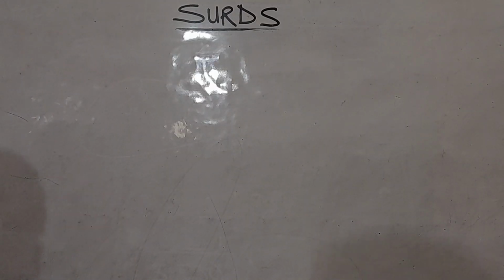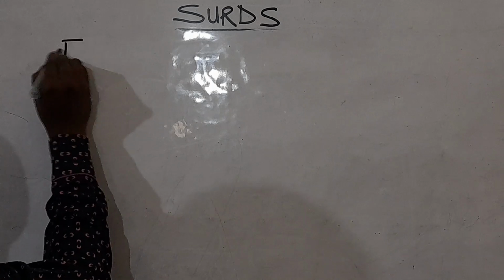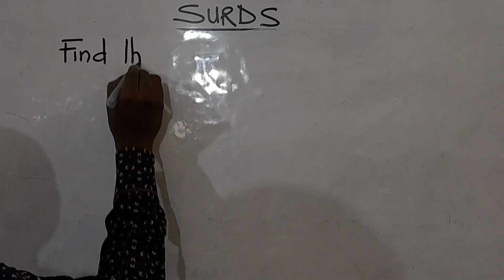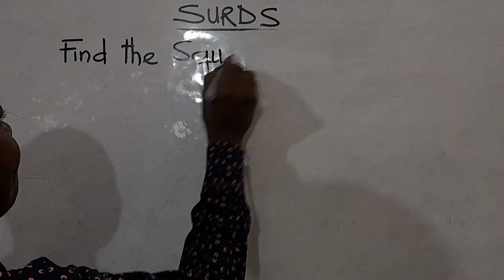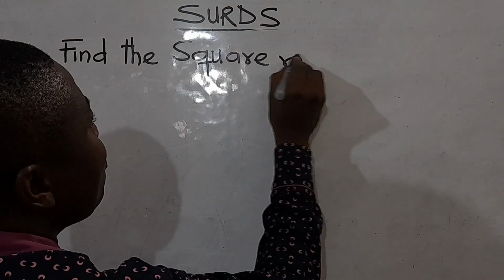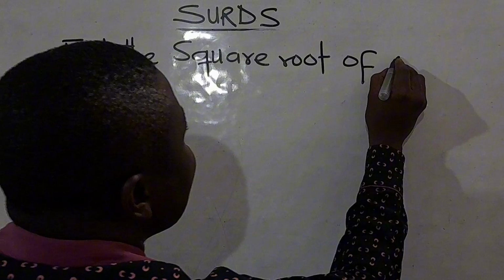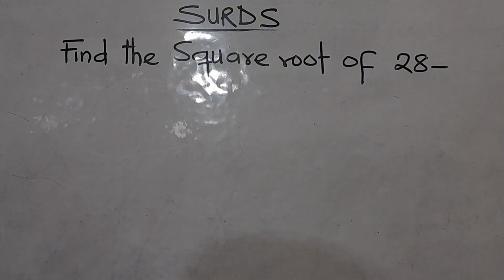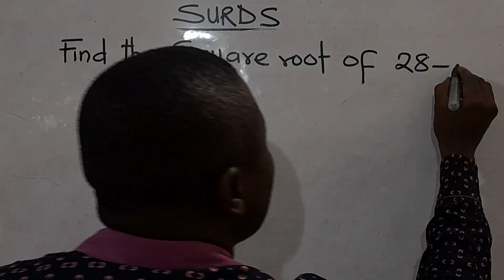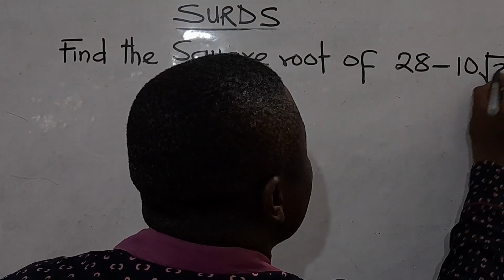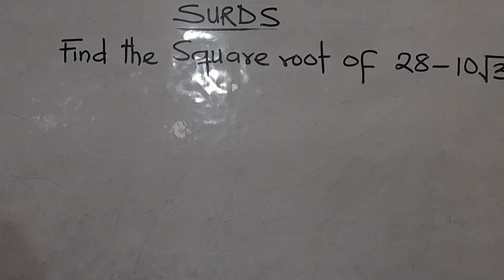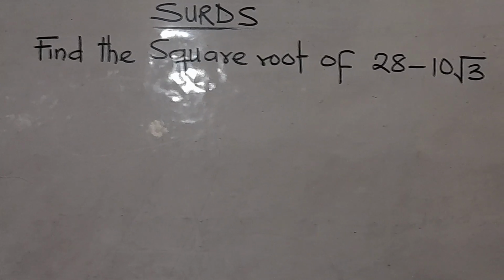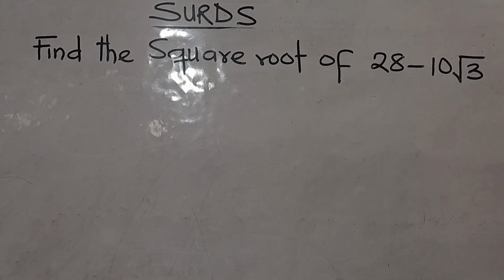Now, what if you're asked to find the positive square root of a surd? Say, find the square root of 28 minus 10 root 3. We want to find the square root of that.